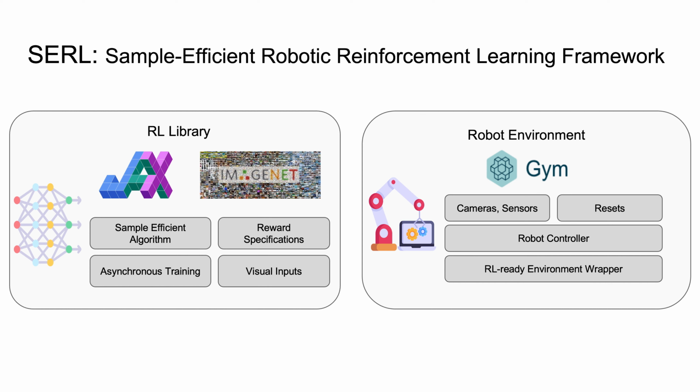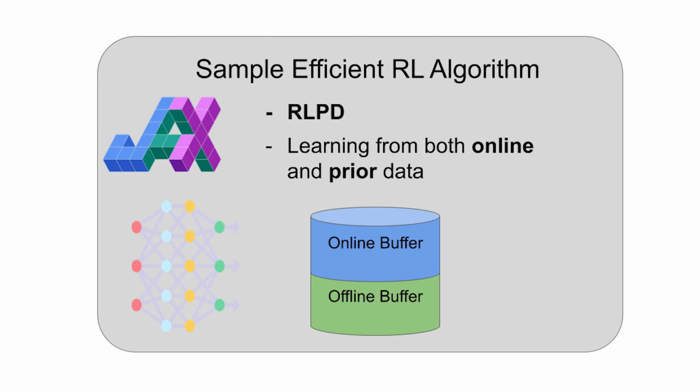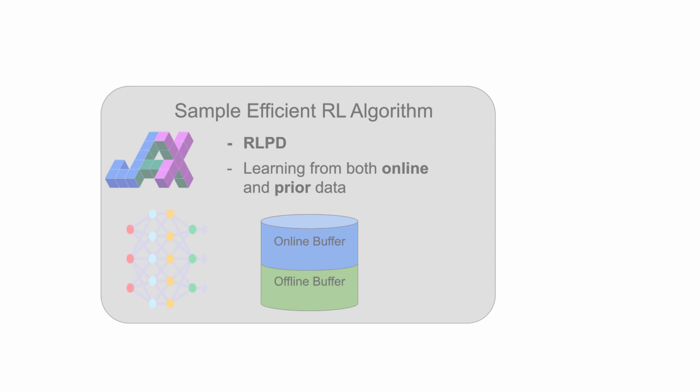In SERL, there are two major components: a high-quality implementation of the RL library written in JAX, and a robot environment tailored for RL. In SERL's RL library, we provide a flexible yet versatile implementation of the state-of-the-art simple, efficient RL algorithm, RLPD, which supports learning from both online and prior data.